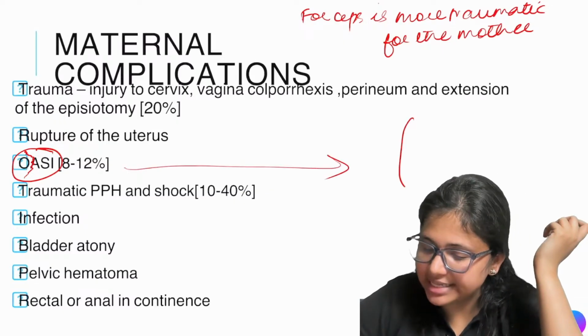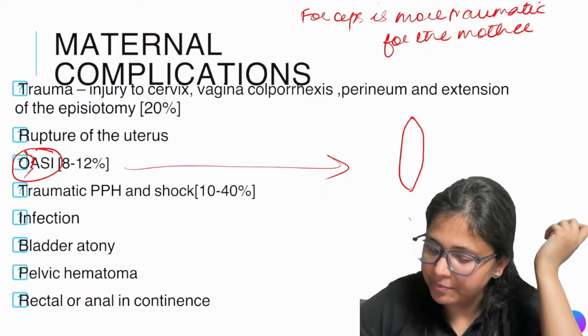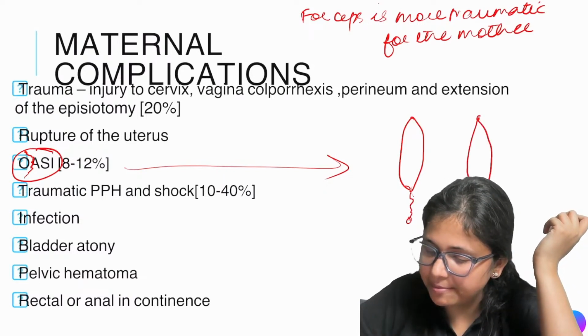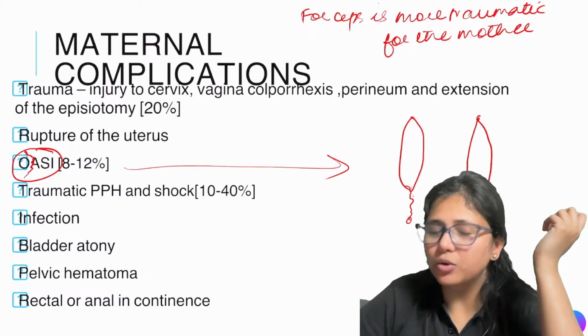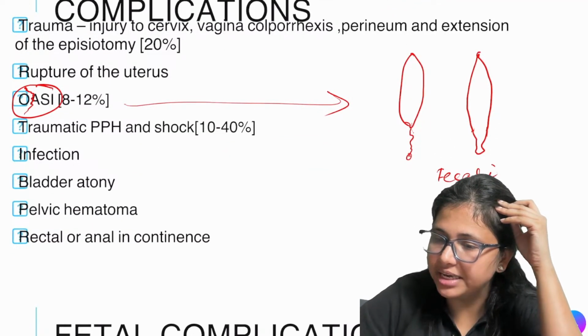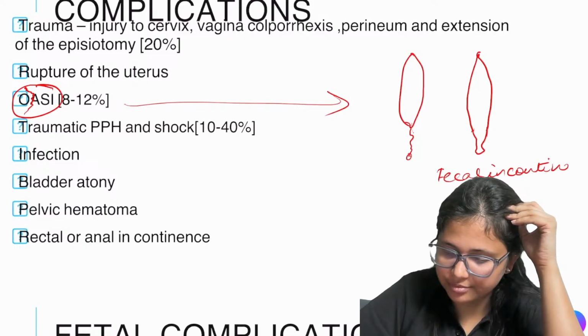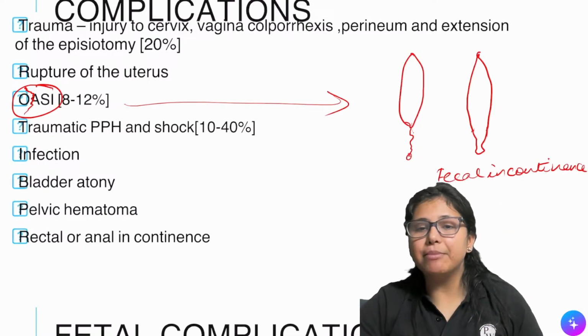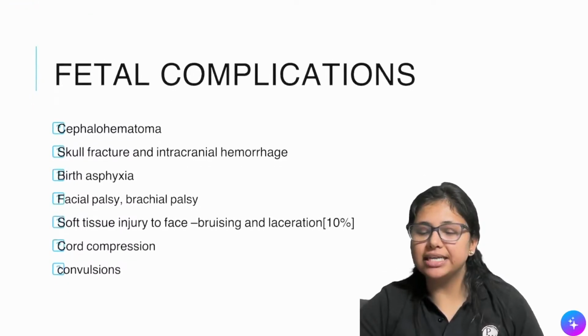But basically, what is happening is that this is your vagina, this is your anus, and because of this trauma, this has gone all the way down to the anus, and now your vagina and anus are one single opening, and this woman is now going to have what? Fecal incontinence. There can be PPH, there can be infection, there can be hematoma. So these are all the complications that can happen.